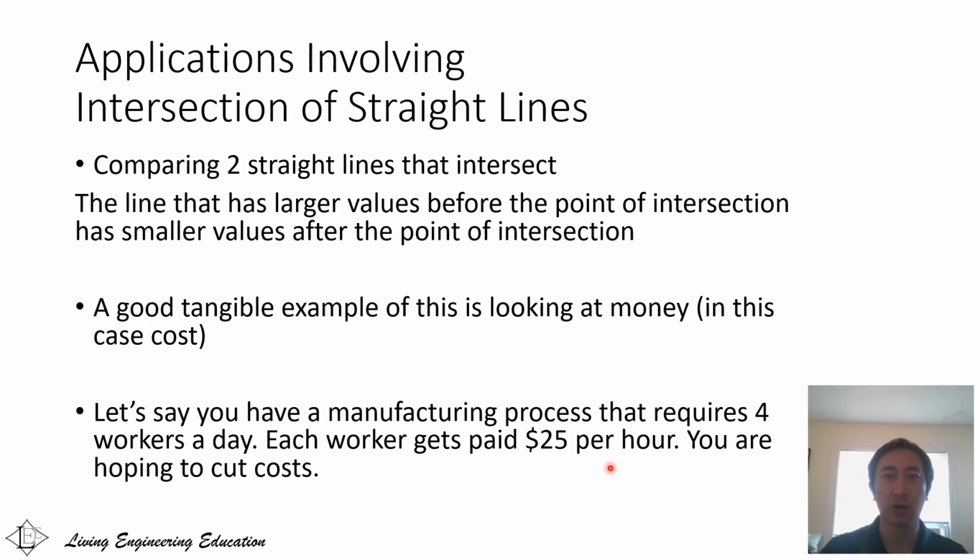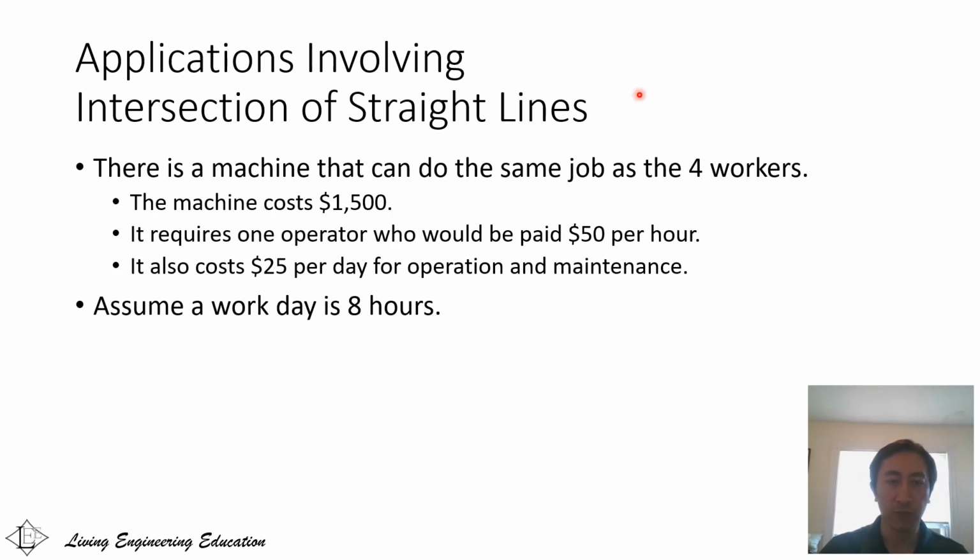So you try and look for an alternative solution. And what you find is that there's a machine. This machine costs $1,500 to buy, and it can do the same job as the 4 workers, so it meets your need. It requires a skilled operator, so none of the 4 workers can operate this machine. So you need to pay someone else $50 an hour to operate this machine. And the machine costs some money for operation, electricity and maintenance if you need to fix some components. So overall, we say about $25 per day to maintain and operate this machine. And let's assume that a workday is 8 hours.